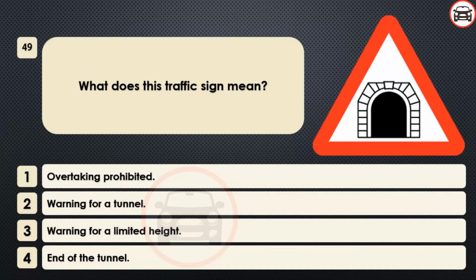What does this traffic sign mean? 1. Overtaking prohibited. 2. Warning for a tunnel. 3. Warning for a limited height. 4. End of the tunnel.